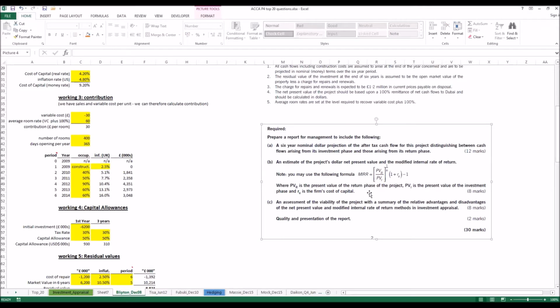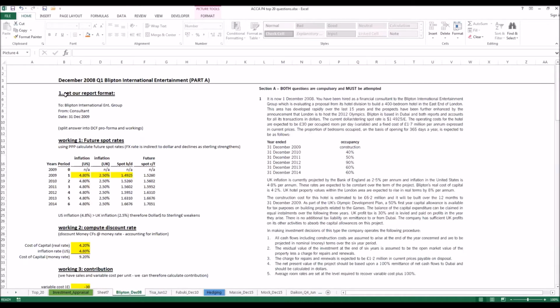And this is because in Part B, you're asked to calculate the project's dollar net present value and modified internal rate of return. This is the equation for the modified internal rate of return, where on top you've got the present values arising from the return phase, and then the present values arising from the initial investment phase. Lastly, you're being asked to provide some commentary, a summary of relative advantages and disadvantages of using net present value and modified internal rate of return as methods for investment appraisal.